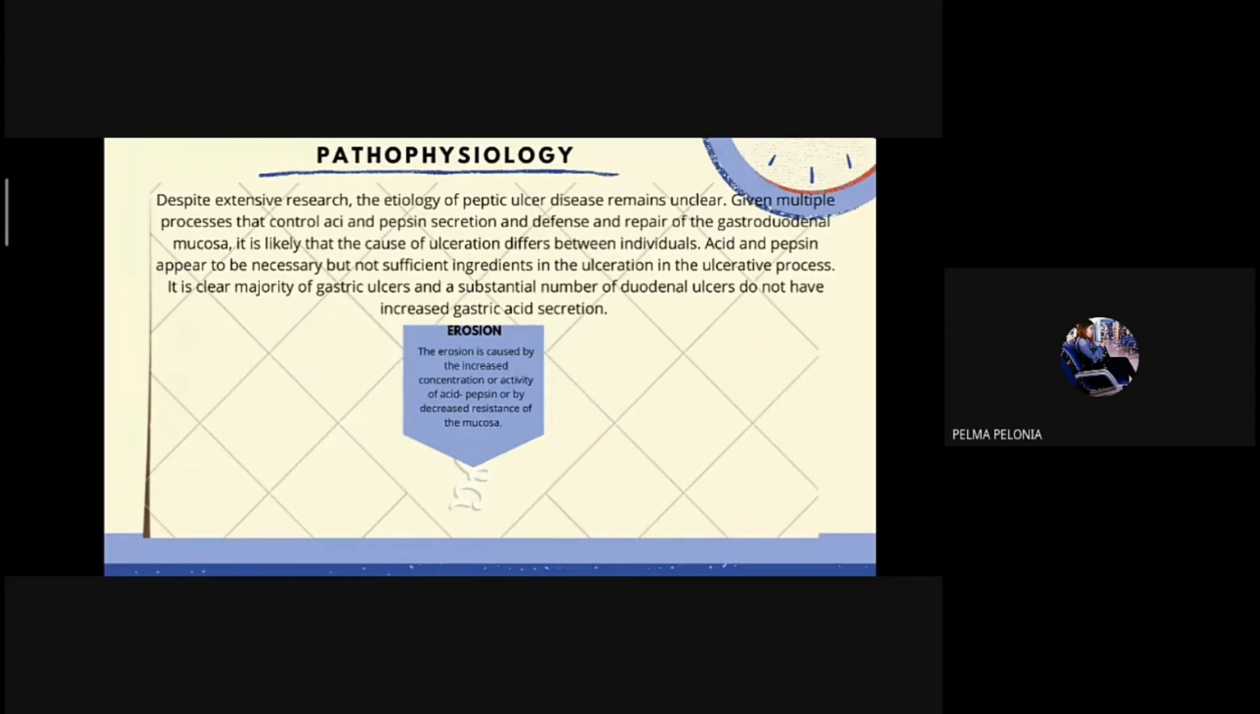For the pathophysiology, despite extensive research, the etiology of peptic ulcer disease remains unclear, given multiple processes that control acid and pepsin secretions and defense and repair of the gastroduodenal mucosa. It is likely that the cause of ulceration differs between individuals. Acid and pepsin appear to be necessary but not sufficient ingredients in ulceration. It is clear that the majority of gastric ulcers and a substantial number of duodenal ulcers do not have increased gastric acid secretion. So, the erosion is caused by increased concentration or activity of acid pepsin or by decreased resistance of the mucosa. A damaged mucosa cannot secrete enough mucus to act as a barrier against hydrochloric acid.